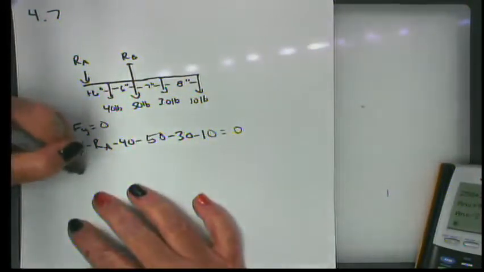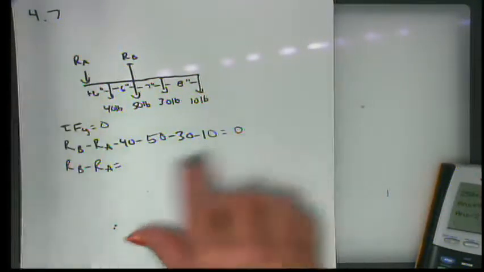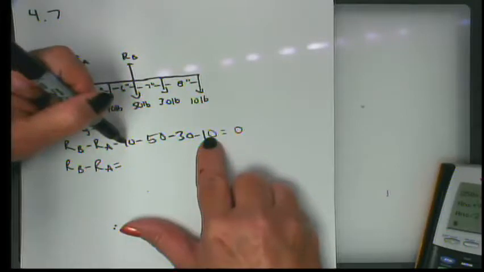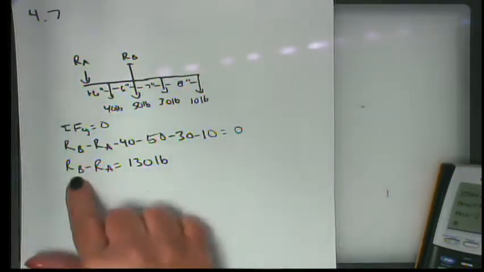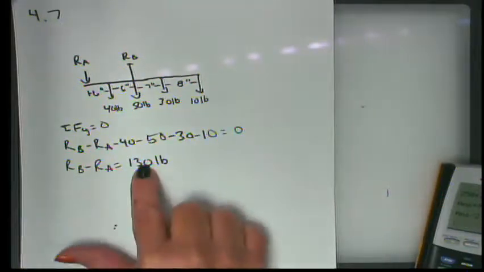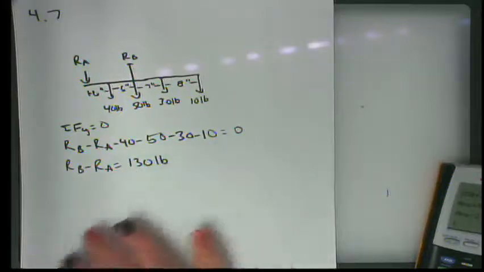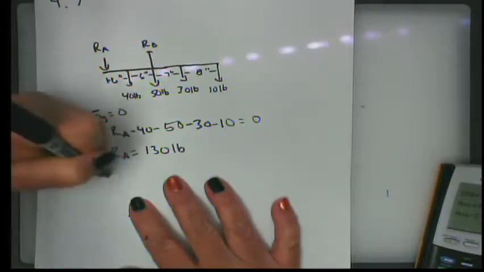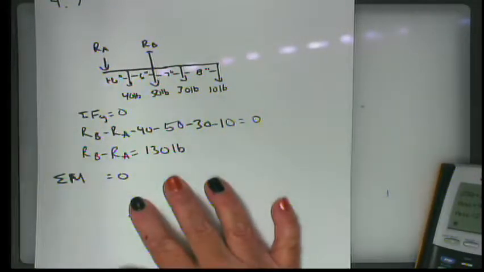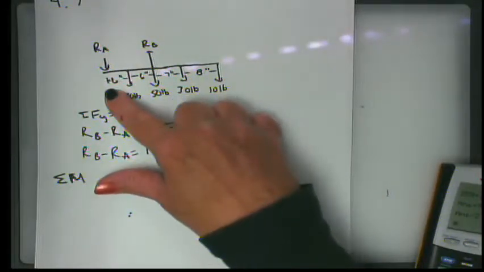So I get R B minus R A is equal to, these all come over as positive to the right-hand side of the equation. So these 2 are 50, that's 130 pounds. So we know that R sub B minus R sub A has a value of 130 pounds, but we don't know what either of these are. So then we need to take the summation of moments about some point and set that equal to 0 as well. Okay, we could take moments about A, and we would eliminate the reaction at A.